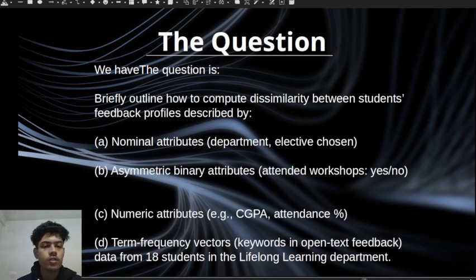This is the question: briefly outline how to compute dissimilarity between students' feedback profiles described by nominal attributes like department and elective chosen, asymmetric binary attributes like attended workshops, numeric attributes that is CGPA and attendance percentage, and term frequency vectors that is keywords in open text boxes.